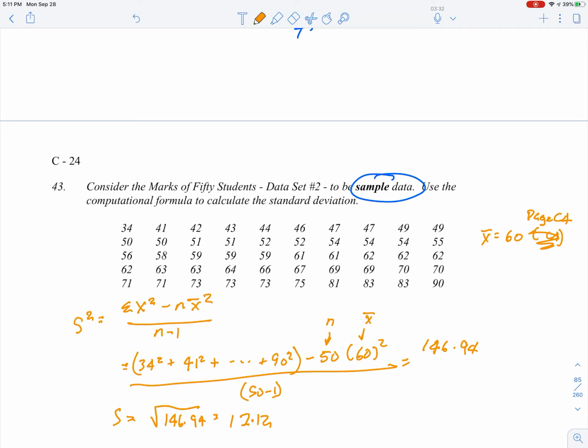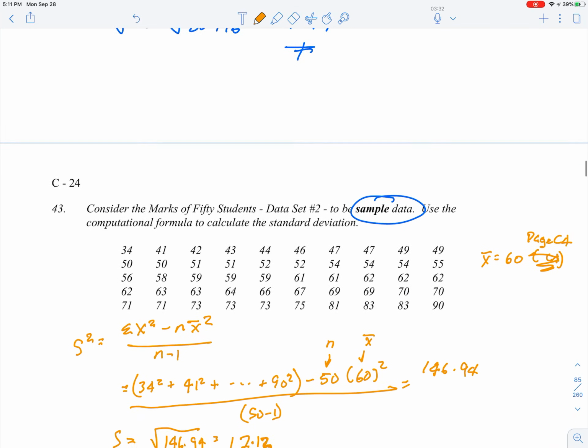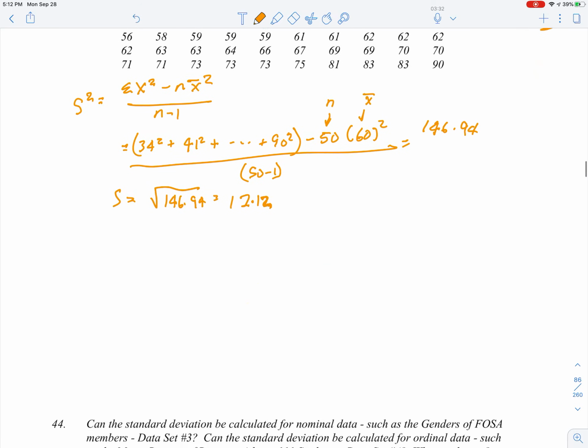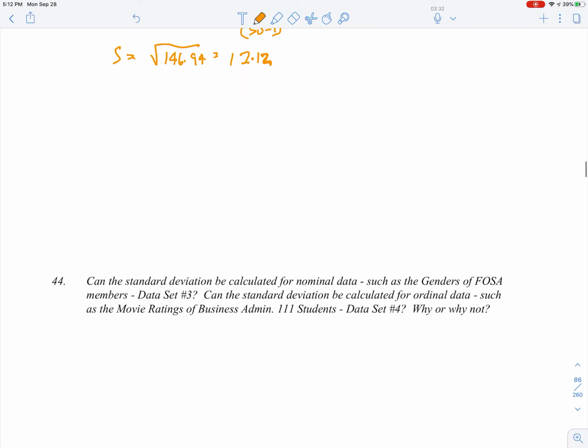we'll get 12.12. By the way, if you calculate this using this as a population, so using this formula up here, you'll end up with a standard deviation of exactly 12. That's the way I designed the data. This is a perfectly normal distribution with a mean equal to 60 and a standard deviation of 12. But we're handling that as a sample, so that's what we end up with.